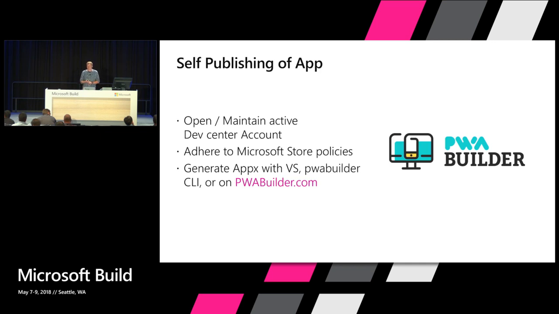You have to adhere to the store policies. So some of the things that we mentioned before, they go for self-publishing as well as the indexed ones. And then the last step is to generate an AppX with Visual Studio or PWBuilder Online or CLI so that you have something to submit to the store. And the AppX basically wraps your manifests and your images and stuff up and puts it in the store so that they can create that listing.